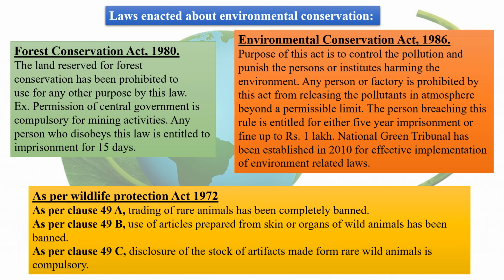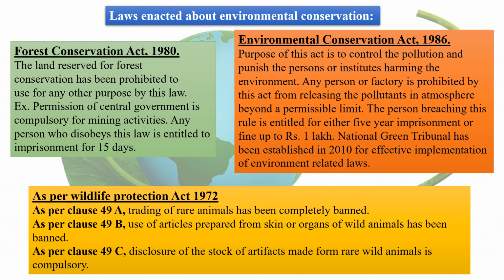As per clause 49B, use of articles prepared from skin or organs of wild animals have been banned. Earlier people made use of animal skin like lion का, tiger की skin का इस्तेमाल किया जाता था for decoration purpose, ठीक है, या फिर animals के head या फिर deer के जो सींग होते थे, ठीक है. You must have seen in pictures also, and in certain houses still there are people who have such artifacts. तो ये सारी चीजें ban हो चुकी हैं completely अब. Earlier, people made use of crocodile skin to make belts and bags, and now it is completely banned.